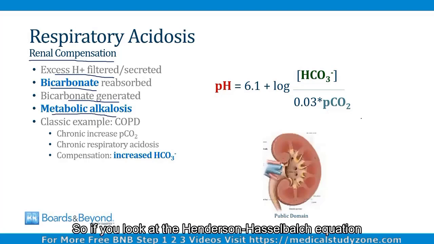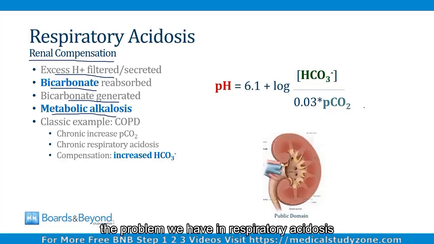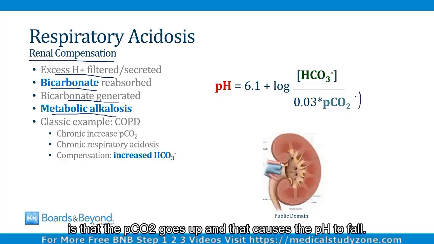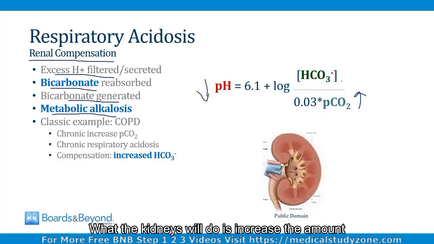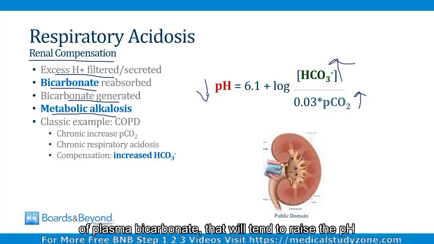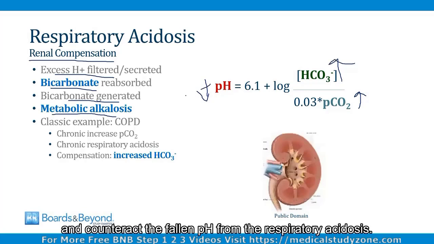So if you look at the Henderson-Hasselbalch equation on the screen here, the problem we have in respiratory acidosis is that the PCO2 goes up, and that causes the pH to fall. What the kidneys will do is increase the amount of plasma bicarbonate. That will tend to raise the pH and counteract the fall in pH from the respiratory acidosis.